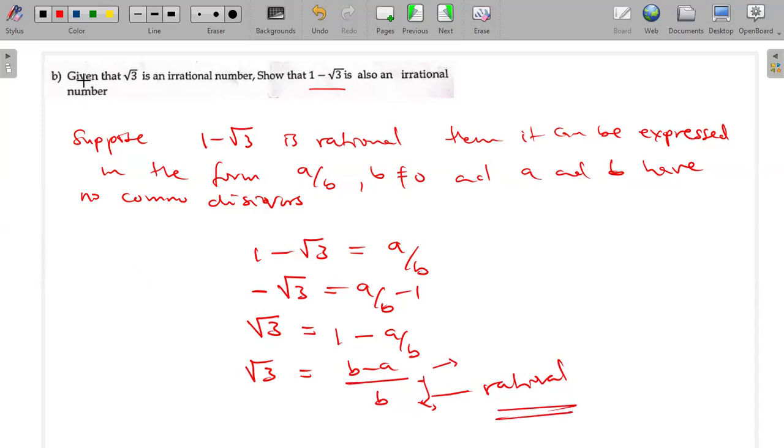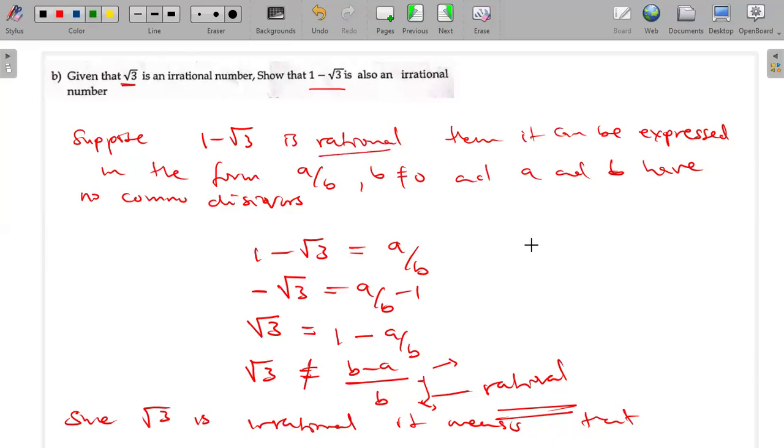But then, according to the question, we're given that the square root of 3 is irrational. So we know that this is irrational. So now this here is going to be a contradiction, because an irrational number cannot equal a rational number. So we conclude, since square root of 3 is irrational, that this cannot be equal to B minus A over B. And if they cannot be equal, it means that 1 minus root 3 is not rational.